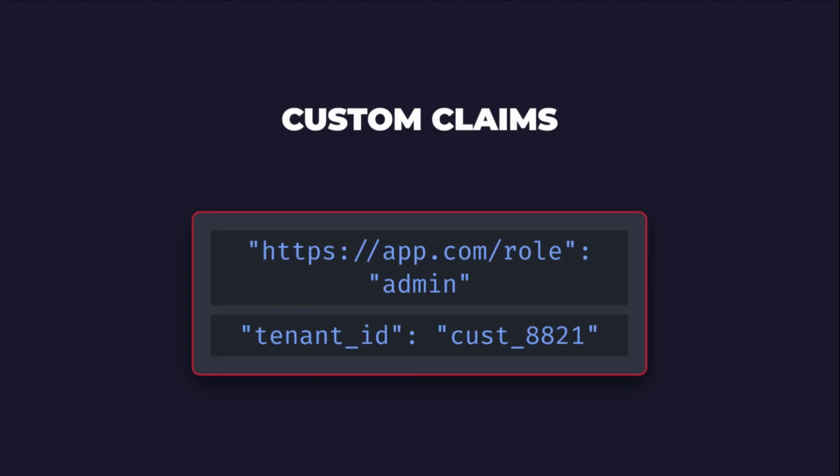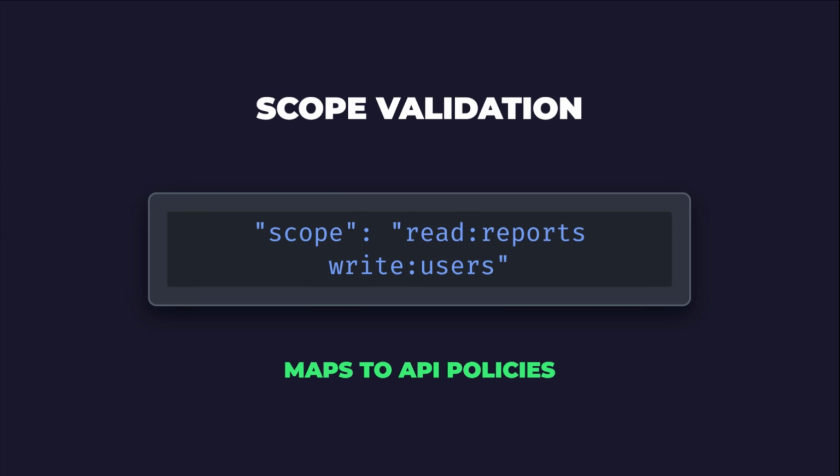Beyond standard claims, enterprise integration often relies on custom claims for fine-grained authorization. These claims, often prefixed with a namespace uniform resource identifier to prevent collision, carry application-specific data, such as user roles, tenant identifiers, or permission sets. For example, a tenant ID claim dictates data segregation. Validate that required custom claims are present and adhere to expected data types and formats.